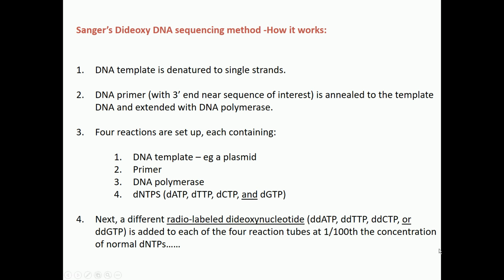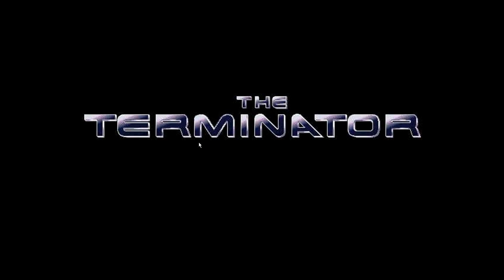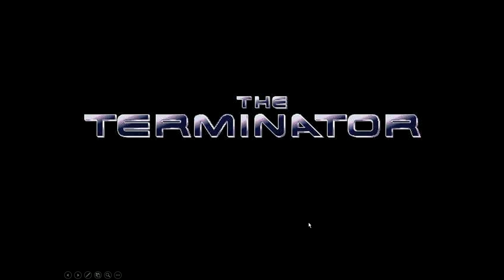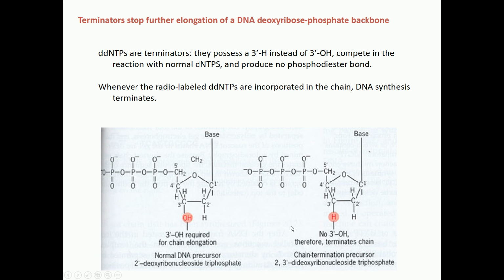So this is all what I talked about. This is the old method which I just discussed with you. So the terminators, the dideoxys, they are the terminators, because wherever there will be incorporation of the dideoxy, the reaction will stop, because the dideoxys have H at the 3' carbon instead of OH, and DNA polymerase needs the OH group.